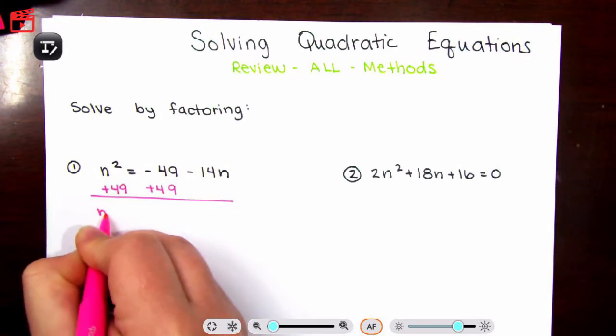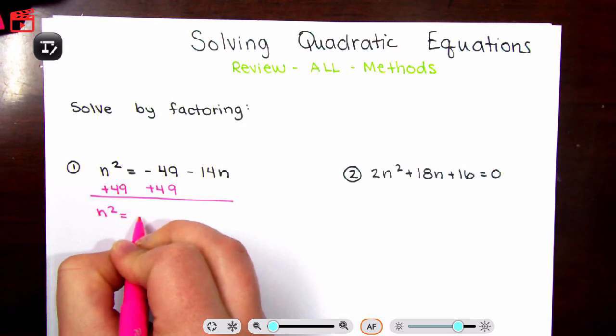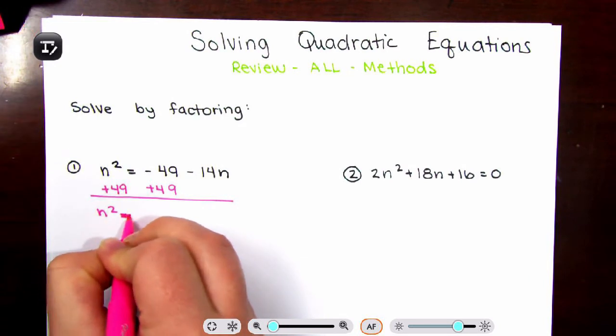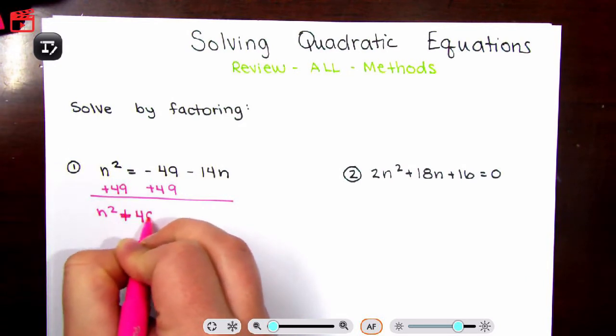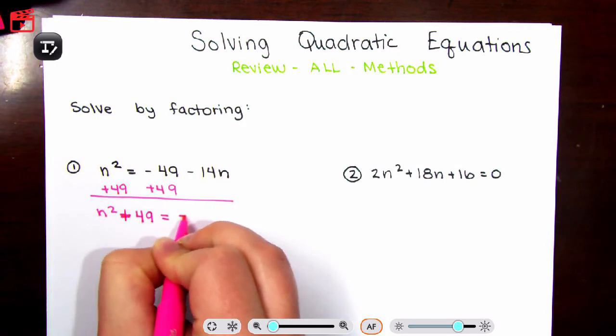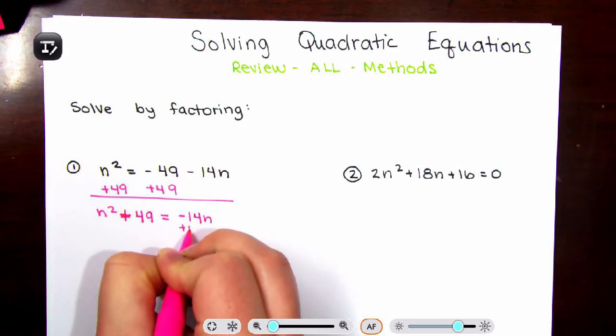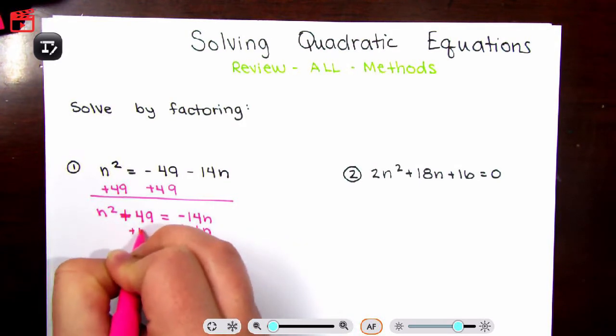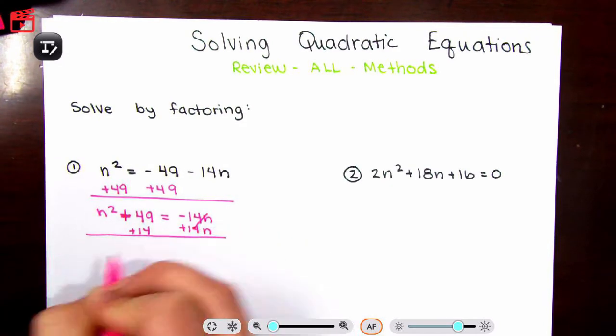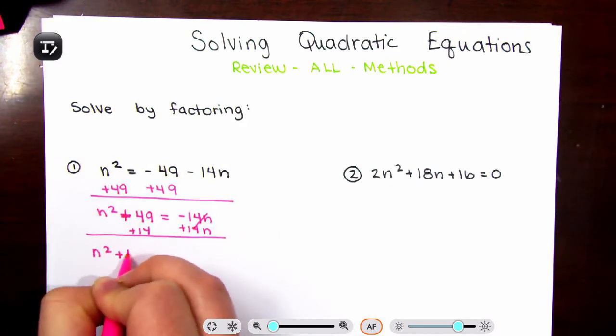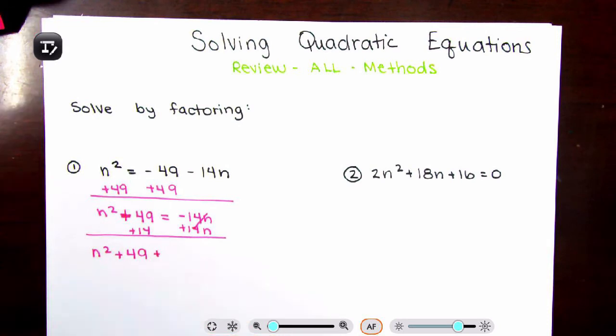So I have n squared is equal to, we're adding 49, I already forgot, is equal to negative 14n. So I'm going to add 14n to both sides. Again, you don't have to show me work for this. You can just rearrange it and give me what we have.